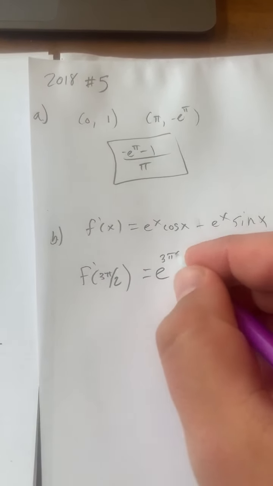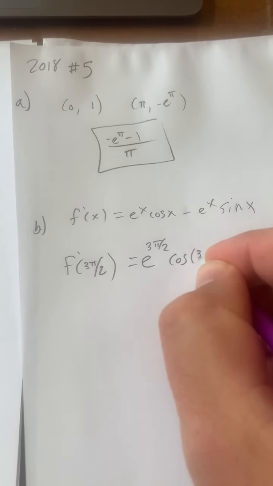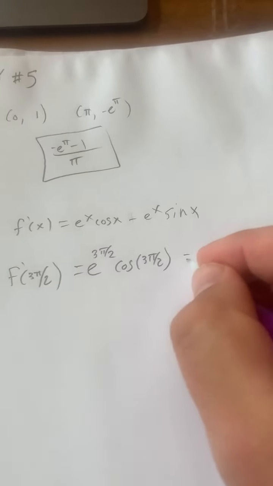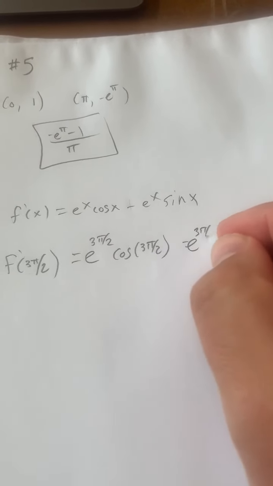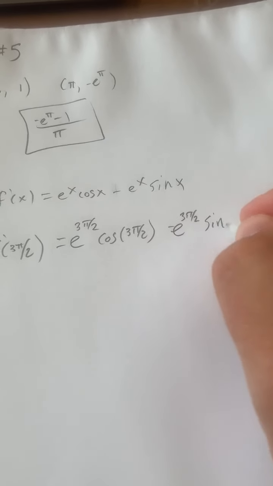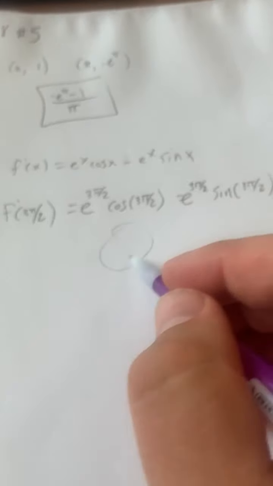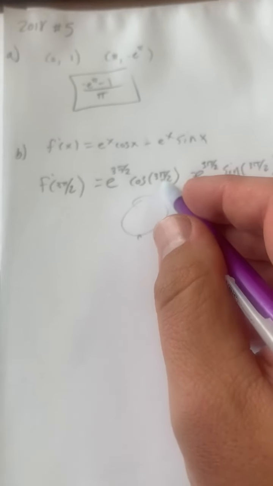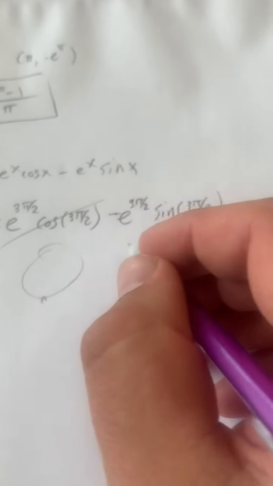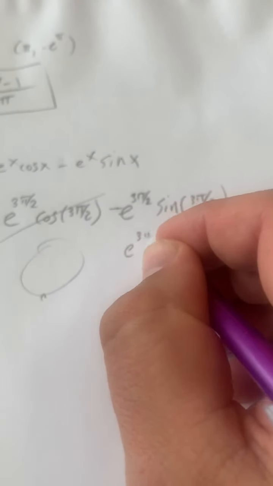e to the 3 pi over 2 times cosine of 3 pi over 2 minus e to the 3 pi over 2 times sine of 3 pi over 2. So 3 pi over 2 is bottom of the unit circle, so cosine is 0 there, so this guy's gone. Sine is negative 1, so that'll make that positive, so I get e to the 3 pi over 2.